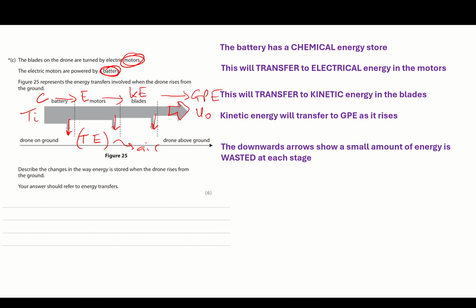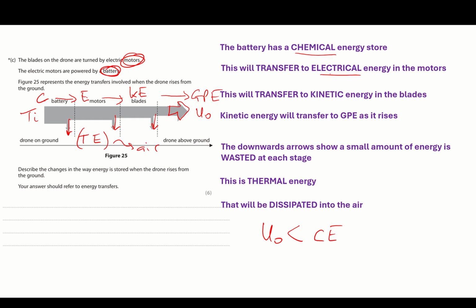And then we go on to the last part. Each of the downwards arrows show a small amount of thermal energy is wasted at each stage. I've got the thermal energy in there, and that will be dissipated into the air. Okay, so we get less useful output energy than the chemical energy that we put in. And you'll notice I've used the full words rather than shorthand. Now, GPE, we can leave GPE and EPE. They're absolutely fine in terms of the shortened versions. So that's that question done. I think that's quite a nice 6 marker.